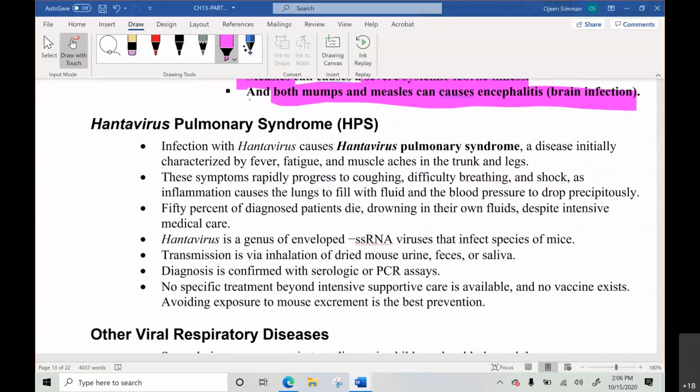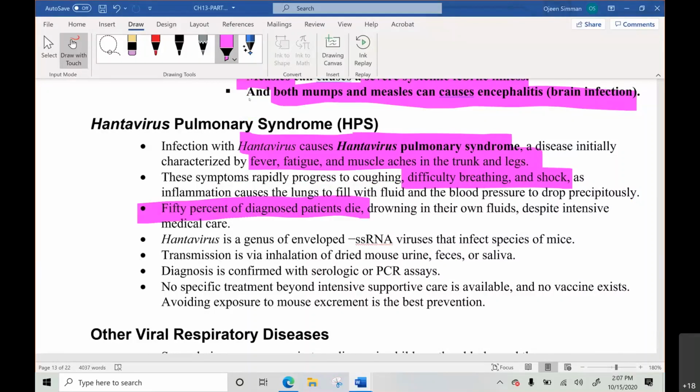Now, infection with the hantavirus will cause hantavirus pulmonary syndrome. This is fever, fatigue, and muscle aches, especially in the trunk and the legs. And this can actually become serious, where it can lead to difficulty breathing and shock. 50% of diagnosed patients can actually die. This can cause the lungs to fill up with fluid.